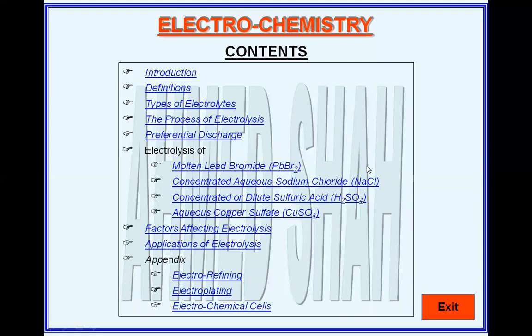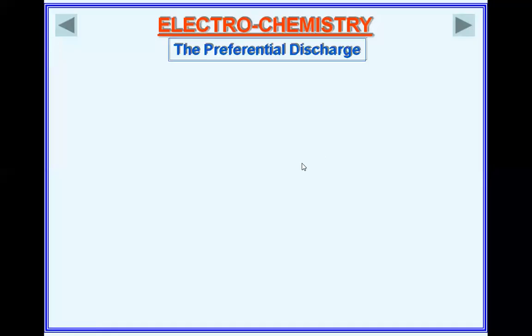Today we have to discuss electrochemistry. In part 1, we discussed the introduction, definition, types of electrolytes, and the process of electrolysis as well. Along with these topics, one more topic was discussed, which is preferential discharge. Now we have to discuss it again. What does preferential discharge mean?